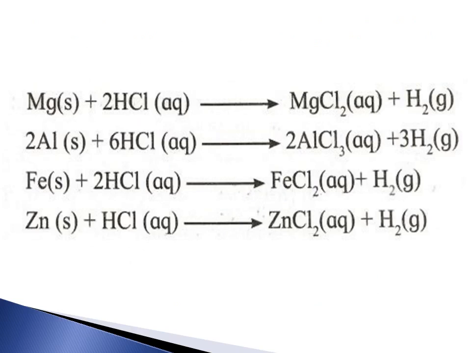Now let us look at the reaction here. Magnesium, when it reacts with hydrochloric acid, gives magnesium chloride plus hydrogen gas. When aluminium reacts with hydrochloric acid, aluminium chloride is formed with the liberation of hydrogen gas. When iron reacts with hydrochloric acid, ferrous chloride plus hydrogen gas is given off. And zinc plus HCl gives zinc chloride plus hydrogen gas.